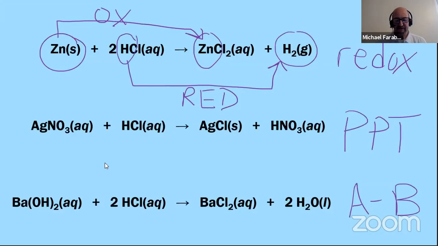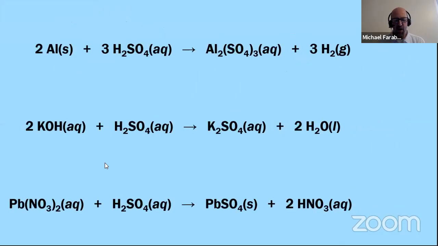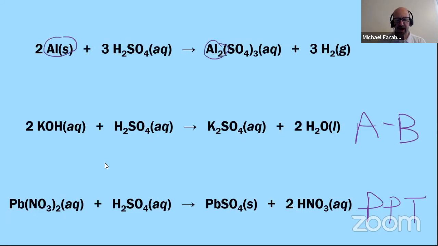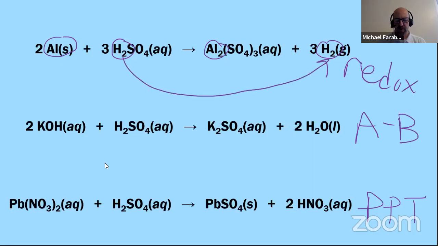If you recall earlier in this lesson, I showed you another set of 3 reactions. We called this one acid-base. We called this one a precipitation reaction. And now here we have another example of element to compound and compound to element. So another example of a redox equation. Here the hydrogen is being reduced from +1 to 0, and the aluminum is being oxidized from 0 to +3.